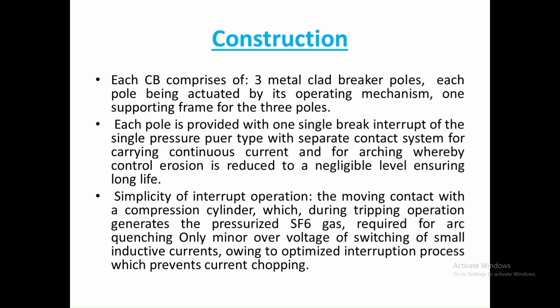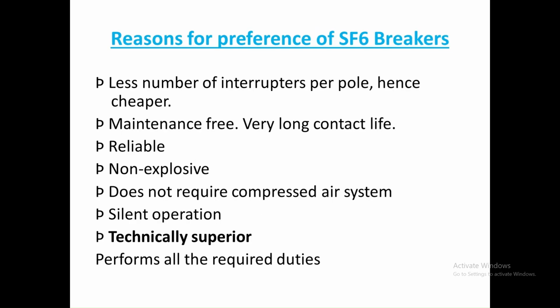So mostly these CBs comprise three metal clad breaker poles for a three-phase system, and the operating mechanism supporting frame for the three poles. And we can have a single break interrupter or individual interrupters. So for SF6, why are we going from VCB to SF6 for higher voltage? Because it is maintenance free and has long contact life, reliable, non-explosive, and silent operation.